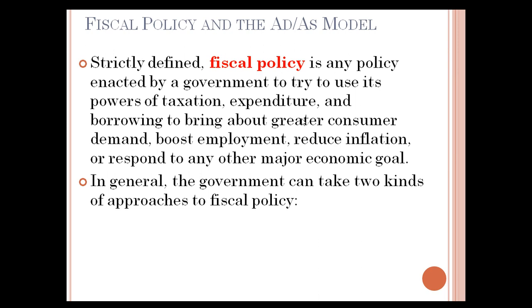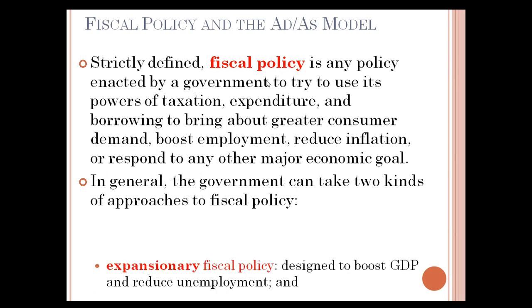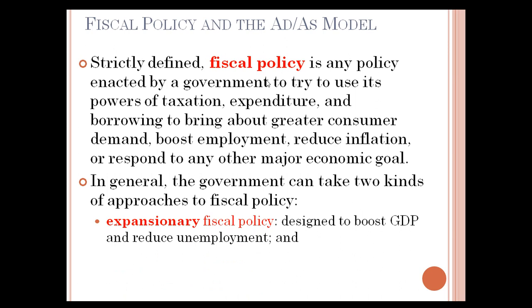In general, there are two major types of fiscal policy, which we'll look at individually. The first type is what you would refer to as expansionary, which is, of course, the type you would need in a major recession or depression. Typically, that involves trying to get new spending or injections into the economy in order to boost your GDP and reduce unemployment that may exist.